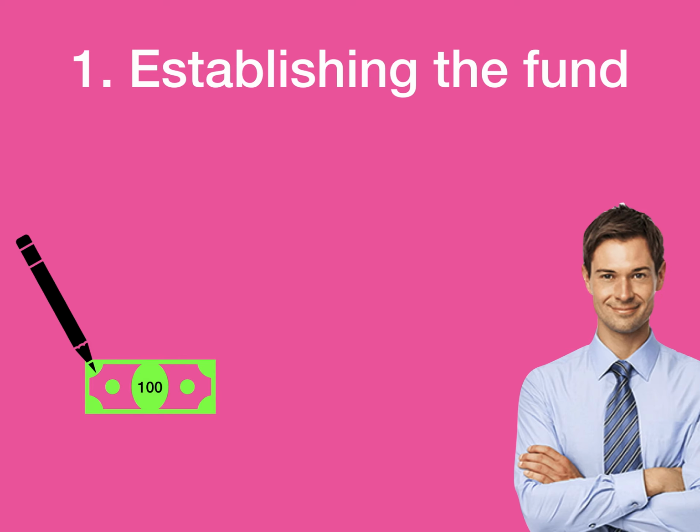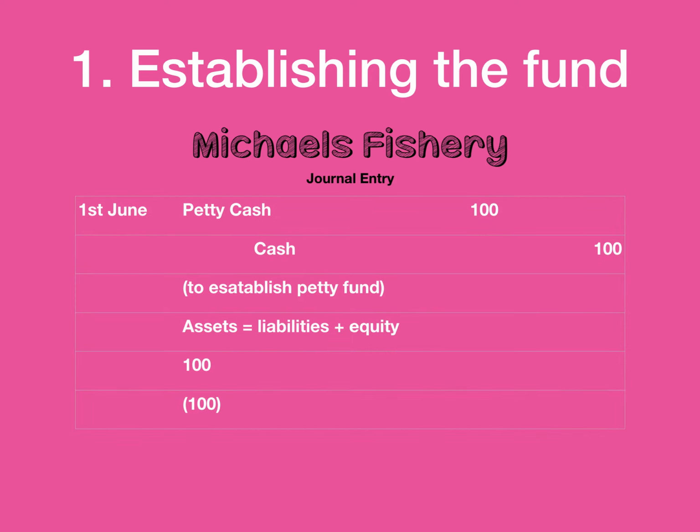The first step is established by writing a check for the amount of the fund, cashing it, and giving it to the custodian who looks after the cash. To illustrate this, let's say that on the 1st of June, Michael's Fishery cashes a $100 check to establish the petty cash fund and gives the cash to the custodian. This would be recorded as follows, where petty cash is debited and cash is credited. Notice how there's no total change in assets? This is because they have not yet distributed the cash outside the business.